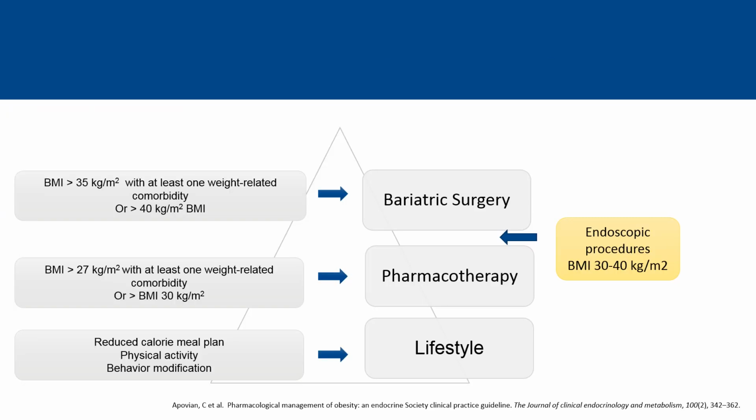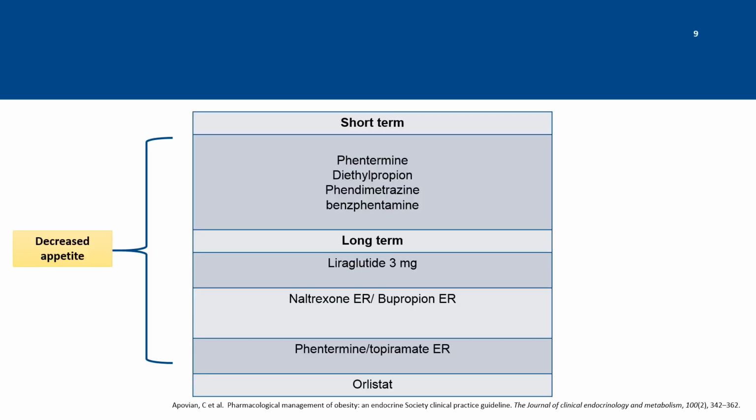In the spectrum of weight loss treatment options, pharmacotherapy is indicated for patients with a BMI greater than 27 with a weight related medical condition or 30 without. FDA approved options for the treatment of overweight and obesity work primarily by decreasing the appetite, with the exception of orlistat, which blocks the absorption of fat.